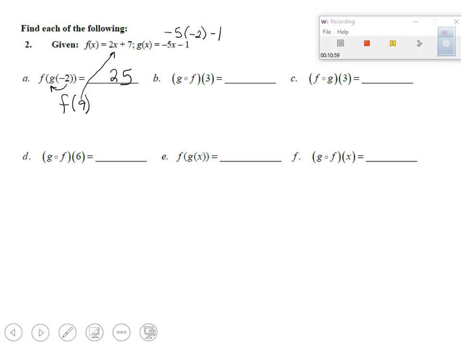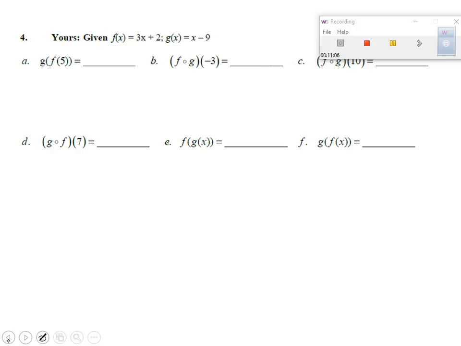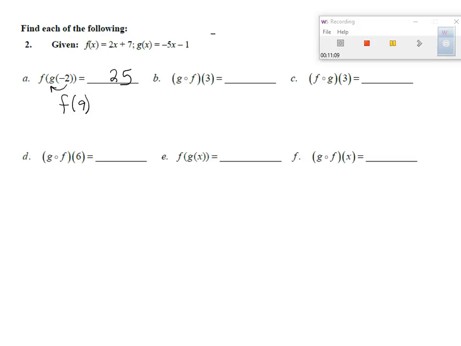G composition f of 3, let me get this stuff out of the way. G composition f of 3 says plug 3 into the function of f. So I'm going to plug a 3 right there. 2 times 3 is 6. 6 plus 7 is 13. Now I need to find g of 13. So that says, take 13, plug it into g. So in your calculator, negative 5 times 13 minus 1 more is going to give us negative 66. So there's where we are so far.